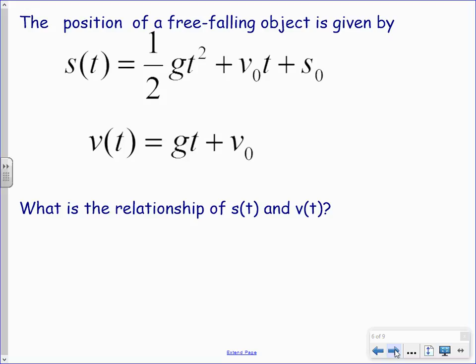This should look familiar to you because it's something that you at least did potentially in algebra 2, whether you remember that or not.